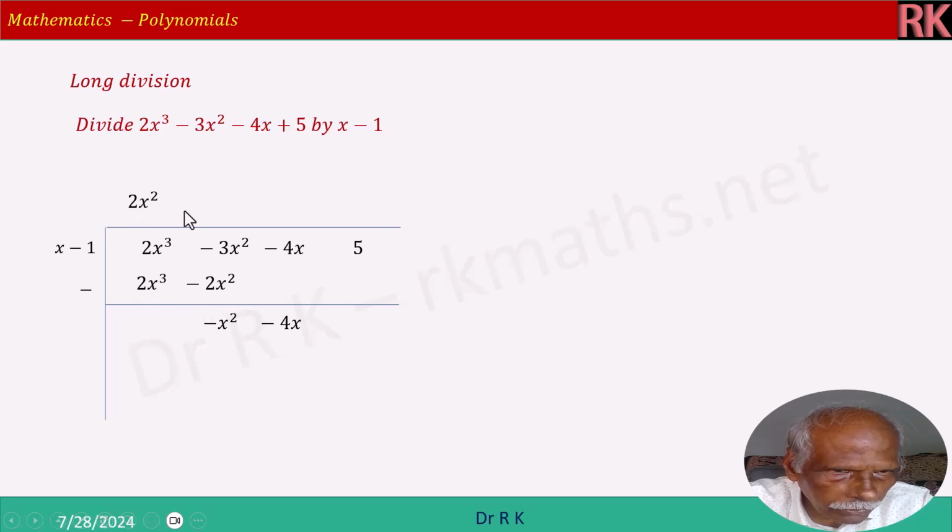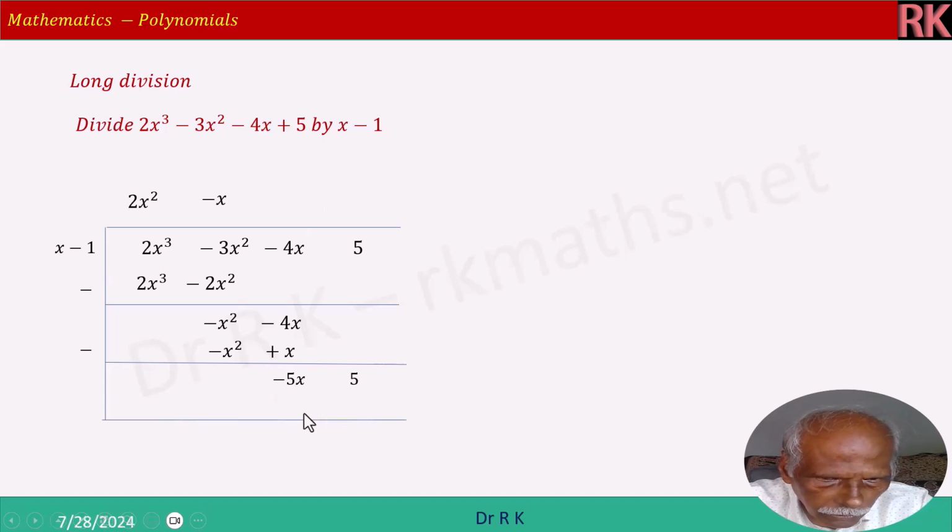Therefore what I will do is I will multiply by minus x. Minus x into x is minus x squared, and minus x into minus 1 is plus x. Now subtract, this will become 0, and this will be minus 4x minus of x is minus 5x, and then take this 5 here, and now you will have to multiply by minus 5, so that minus 5 into x will be minus 5x, and minus 5 into minus 1 is plus 5. So now if you subtract, you will get 0.